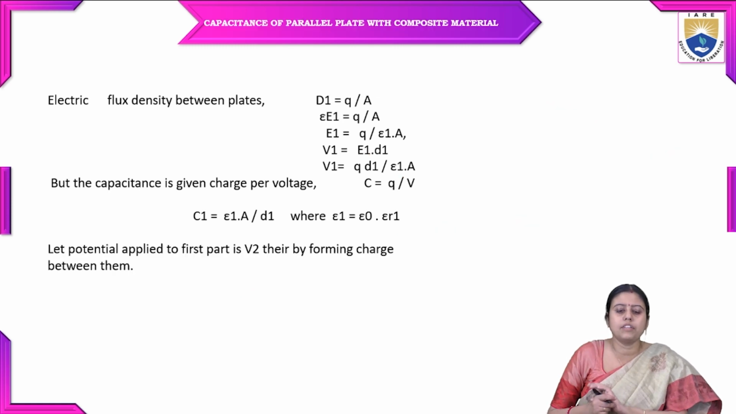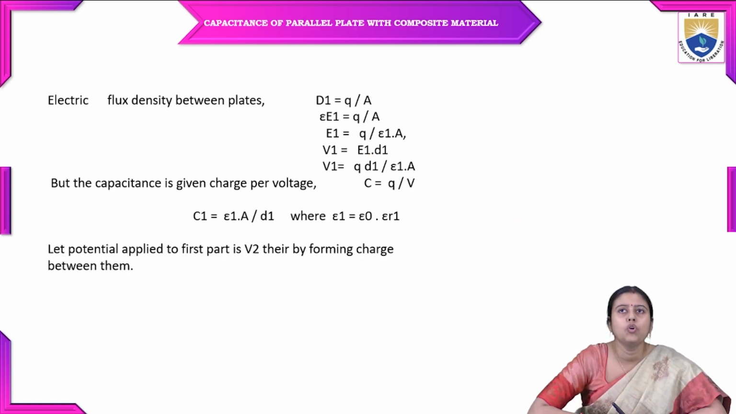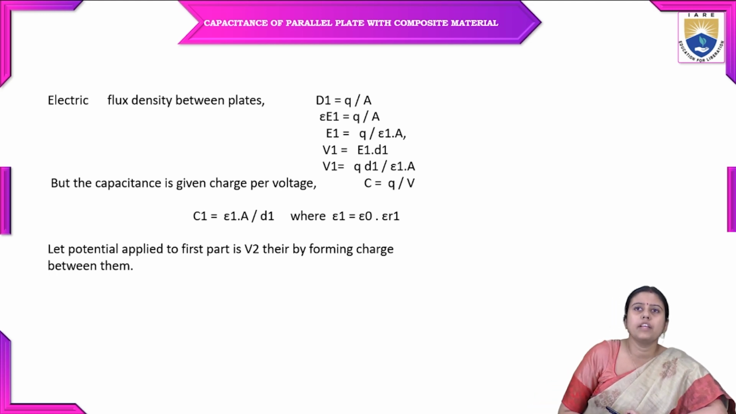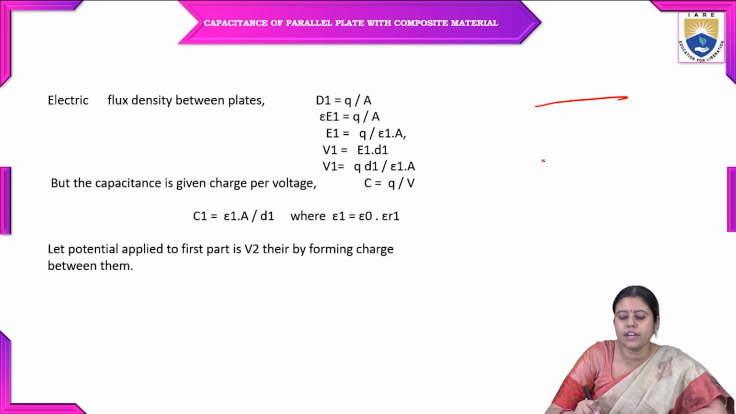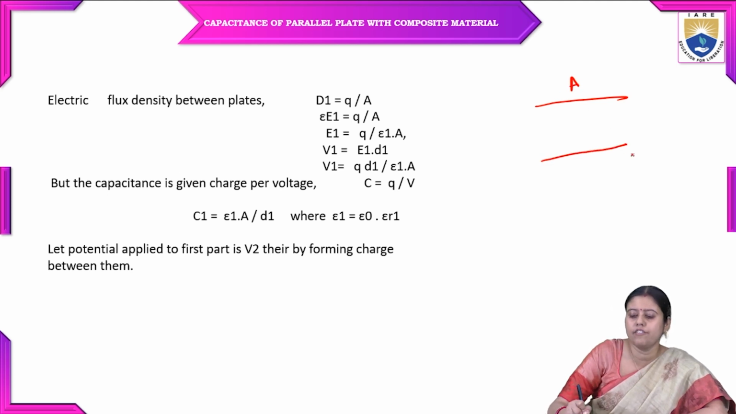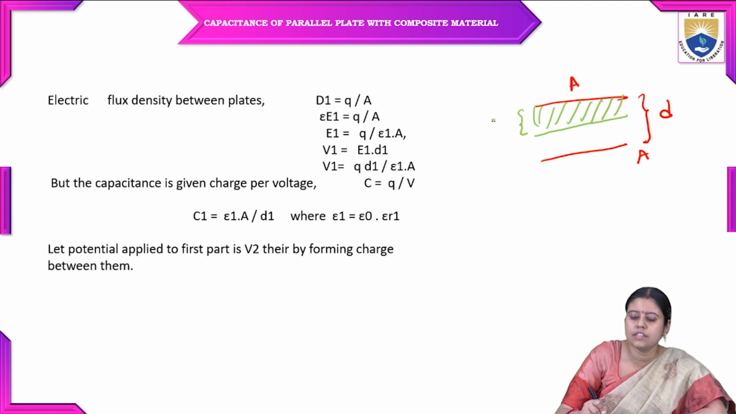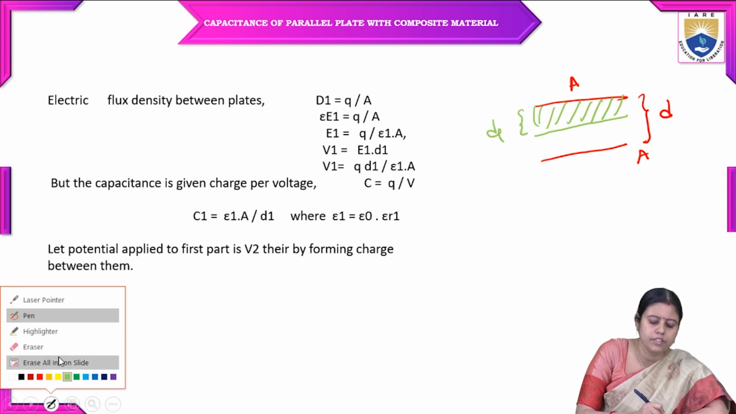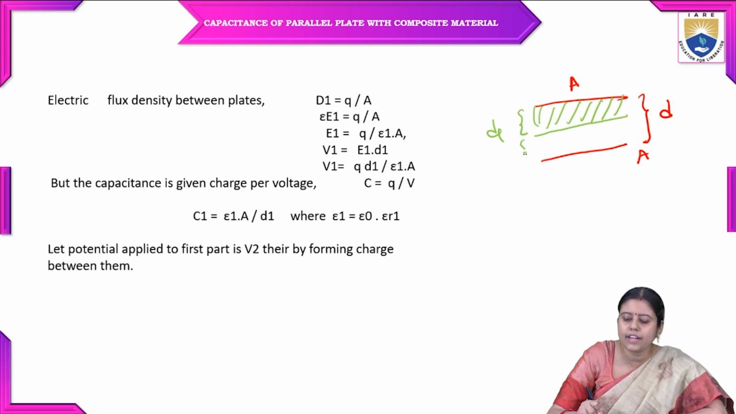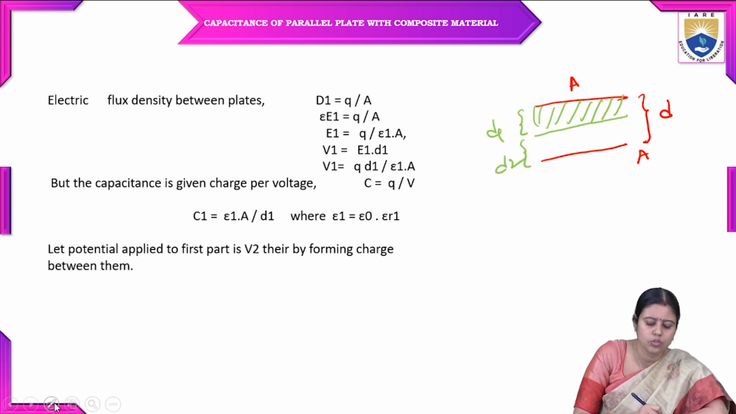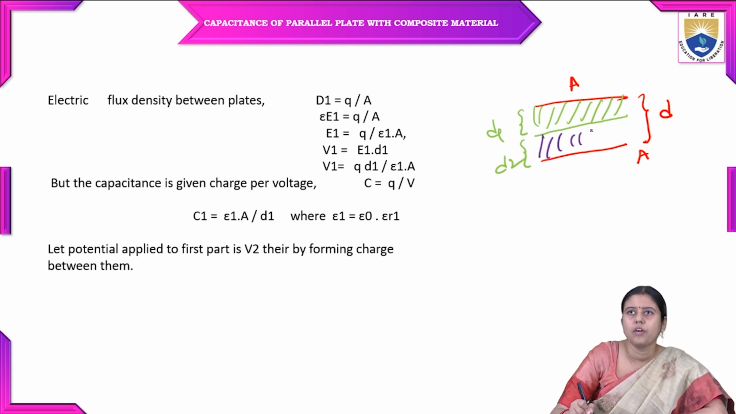Now we will discuss the capacitance of the parallel plate capacitor with composite material. What is the meaning of composite material? Composite material means there are two parallel plates like before, whose cross-sectional area is A and distance between them is small d. Now we are keeping two materials here. This is one material whose thickness is d1, and we also kept another one whose thickness is d2. So we take the two materials d1 and d2.